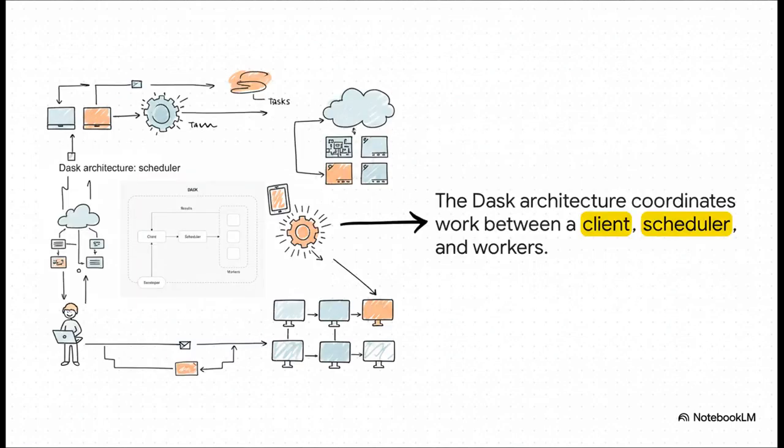At a higher level, the whole system looks like this. You, the developer, you interact with a client. The client sends those task graphs, the blueprints, to a central scheduler. Think of the scheduler as the project manager. It intelligently distributes all the small tasks to a set of workers, which can be the cores on your laptop or even hundreds of machines in a cluster.